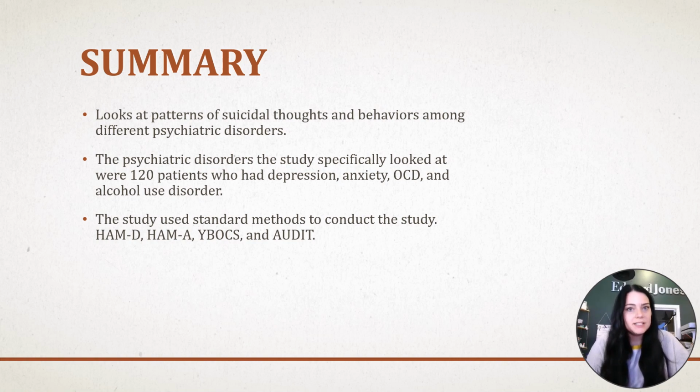Some of the methods that were used to gather this information were the HAM-D, the Hamilton Depression Rating Scale used for measuring symptoms of depression, the HAM-A, the Hamilton Anxiety Rating Scale, used for measuring the severity of anxiety, the YBOCS, which is used to measure the severity of OCD symptoms, and AUDIT, which is the Alcohol Use Disorders Identification Test. These methods were used to understand the severity of each of these patients and the severity of their symptoms that they are dealing with.